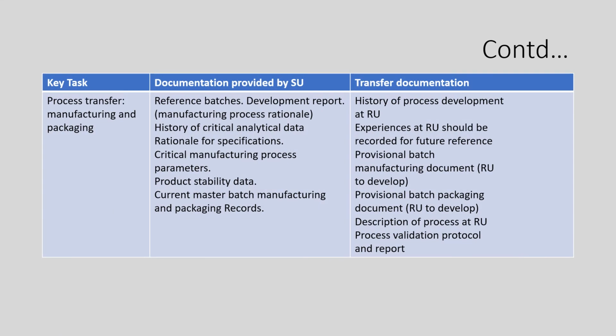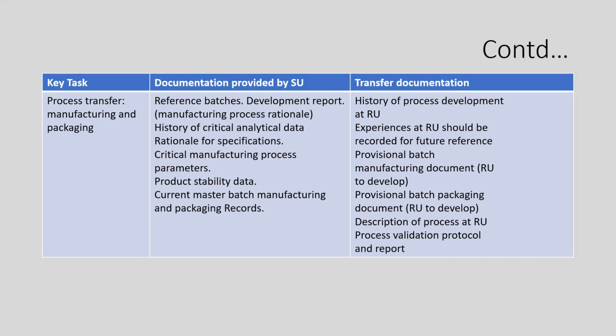Under key task, process transfer, manufacturing and packaging, the documentation provided by the sending unit should have reference batches, development reports, manufacturing process rationale, history of critical analytical data, rationale for specifications, critical manufacturing process parameters, product stability data, current master batch manufacturing and packaging record.